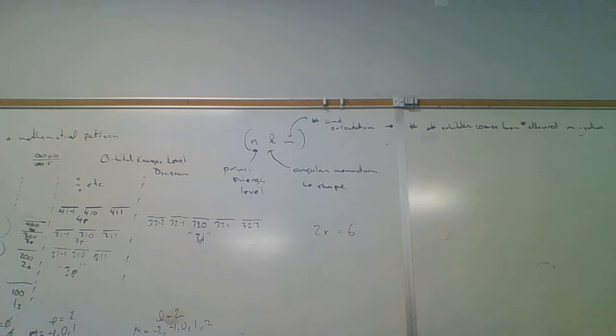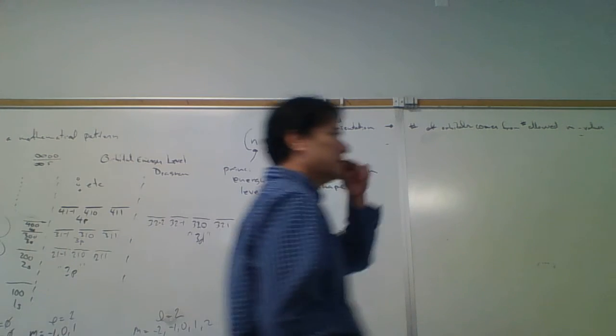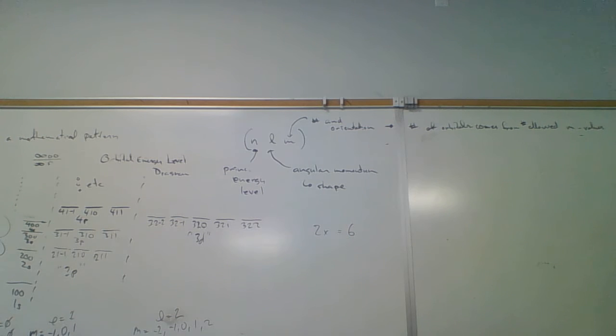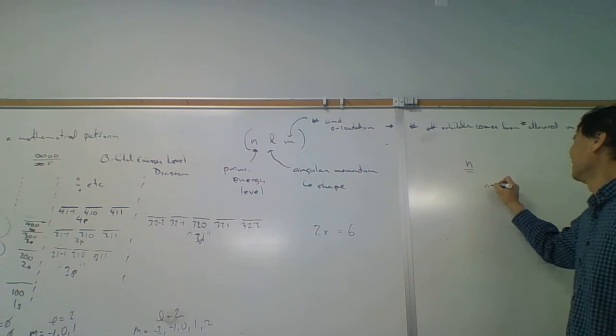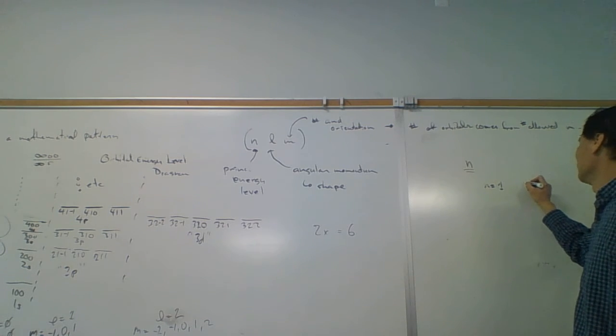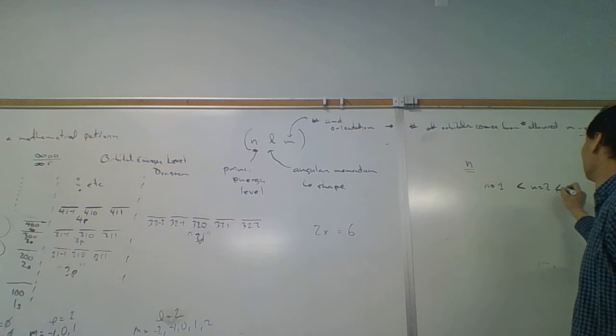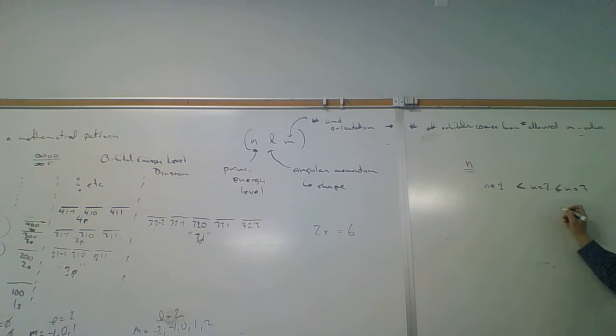So, let's see. Here's one. So this is it here. These are the allowed energies for the electron. So the electron can be occupying any of these orbitals, which would be allowed. There's a certain pattern here, and that is this. When we look at n, n equals 1 is going to be lower in energy than n equals 2. It's going to be lower in energy than n equals 3. And so the energy increases as we go up this way in n.